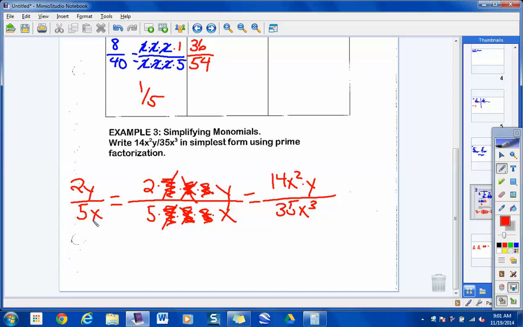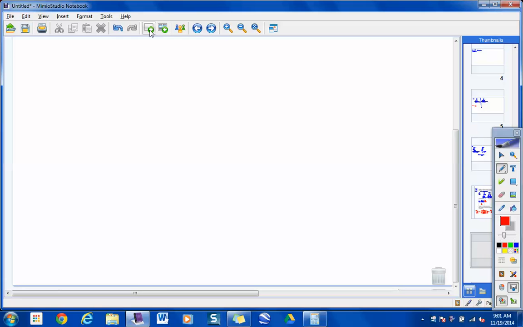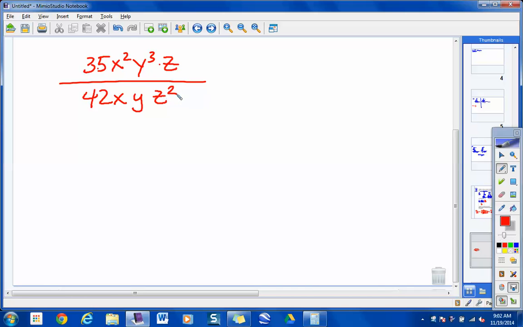It's the ghost flags. Okay, let's try it. You guys try this one. Let's go 35 x to the second, y to the third, all over 42 x, y, z to the second. Okay, so I want you to try and simplify that fraction right there. Put it in simplest form using prime factorization. Take a couple minutes. Get stuck, let one of us know, but always compare, all right?